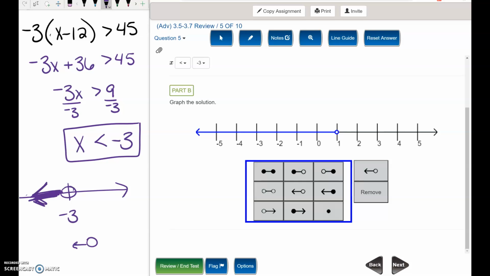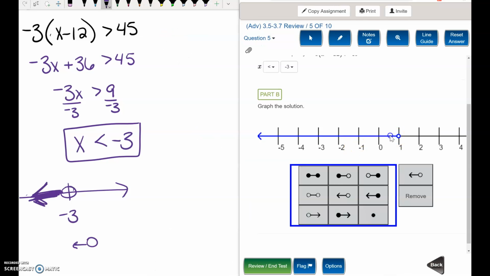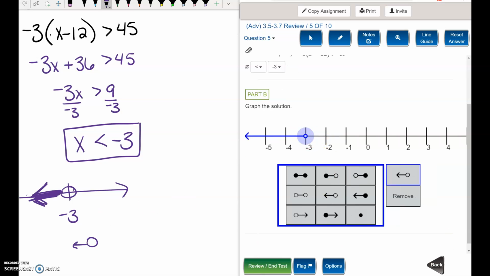Once I get this symbol on the graph, then you need to grab that dot and move it. Your finger will not work for this. You will have to use your mouse to grab this. Oh, I think you have to click this thing and then grab it. You want to move that to -3, so x is less than -3. Make the graph on the computer look like your little sketch, and then you're good to go.